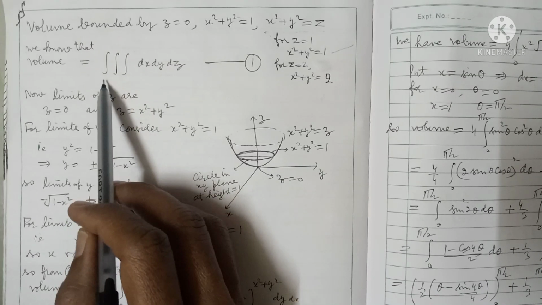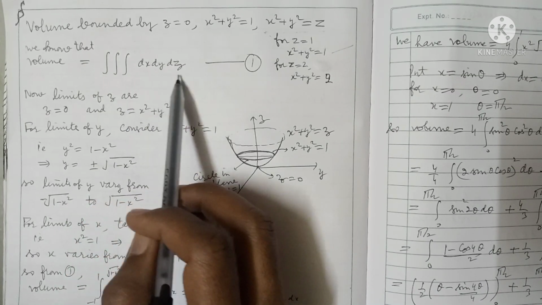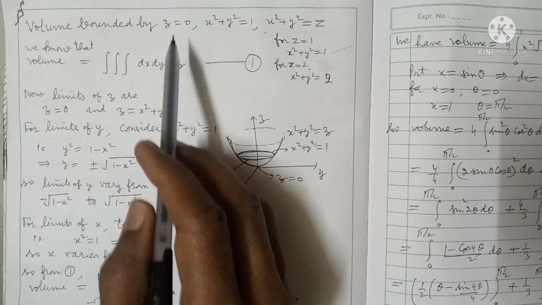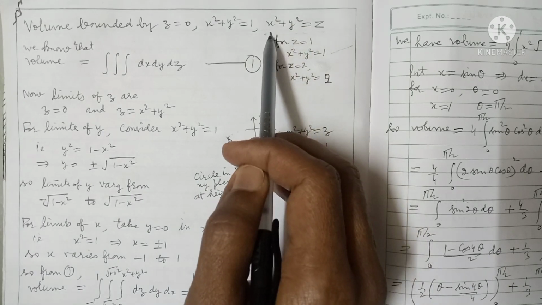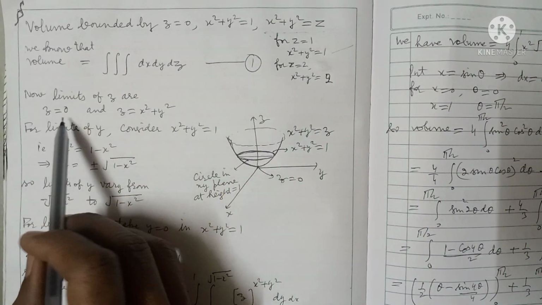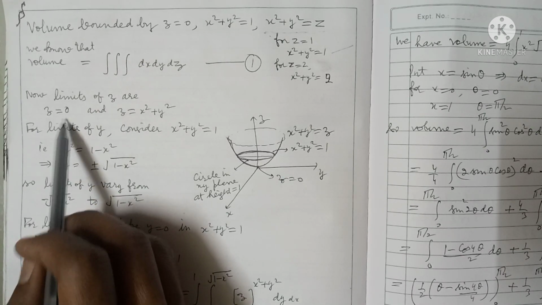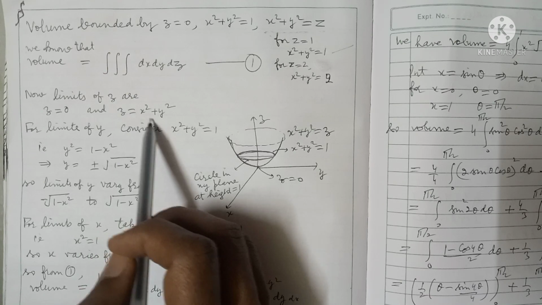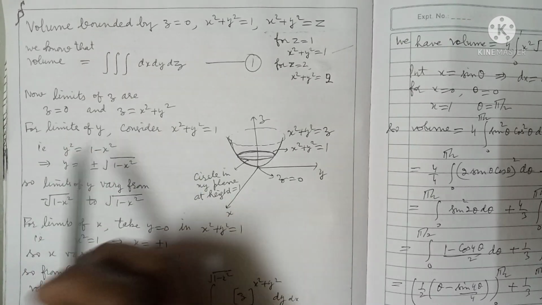So for solving the triple integral we need the limits of x, y and z, right? So we are given z equal to 0 and z equal to x square plus y square. So we are already having the limits of z. Lower limit will be z equal to 0 and upper limit is x square plus y square, right? So we are through for z.